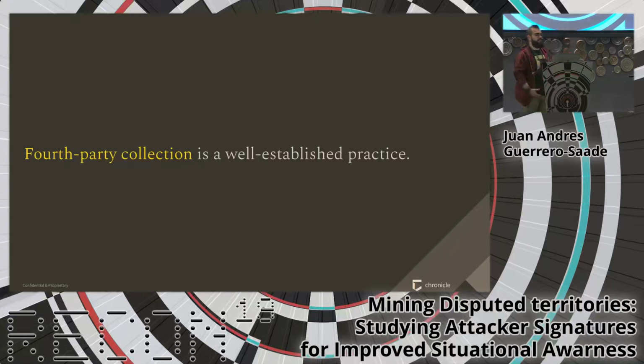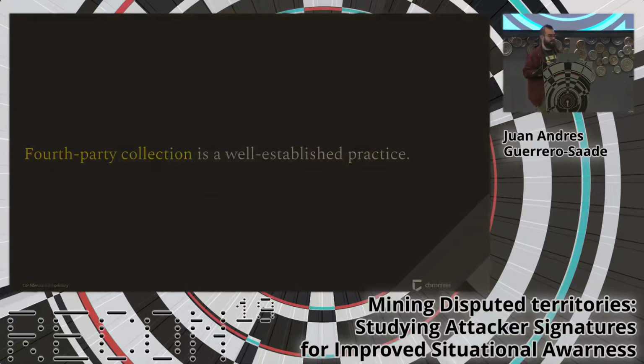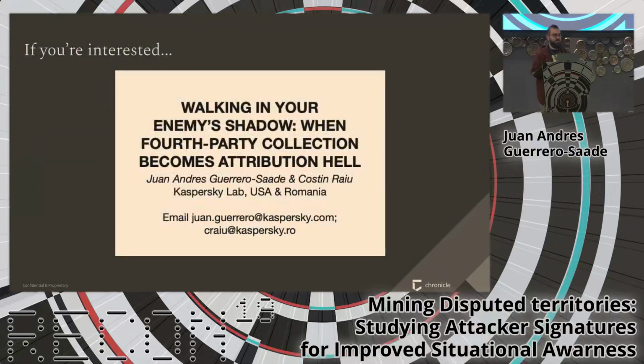For anybody that doesn't know what it is, it's basically when someone is hacking somebody, so you hack that first someone in order to steal stuff from that third someone. It's complicated as hell, but it is happening. And if any of you like really boring academic papers, you're welcome to read this that I published a couple of years ago on fourth-party collection. But we're not going to go into it today, maybe in the questions.